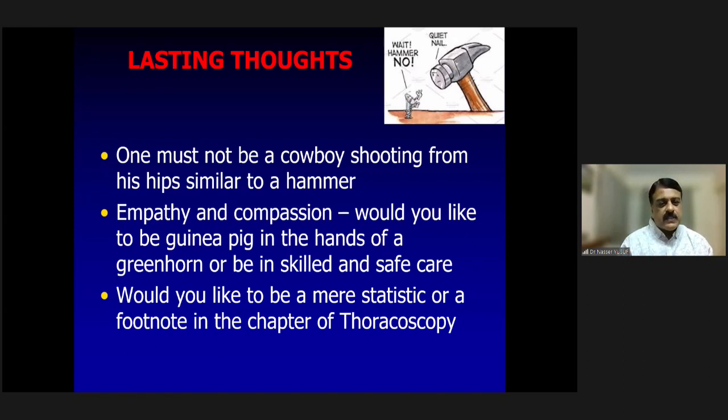Imagine yourself as a patient and how would you do it? And as a professor's wife of mine said in one of those felicitation dinners, I would not like to be a mere statistic or a footnote in the chapter of thoracoscopy.